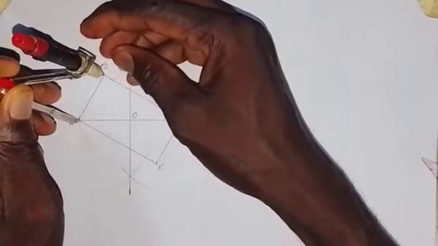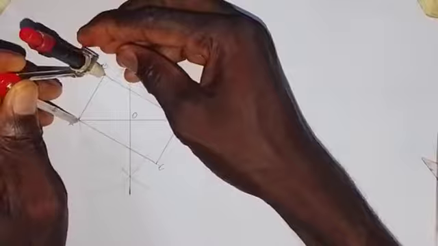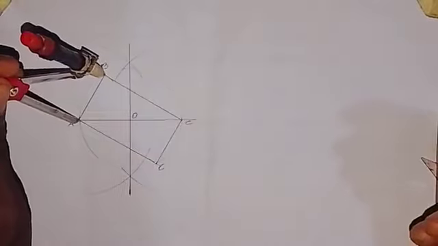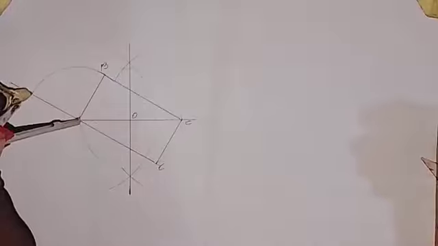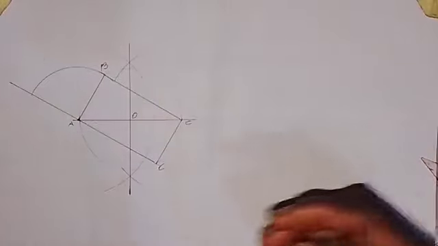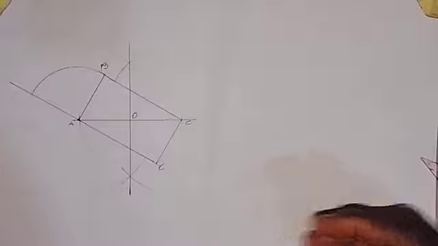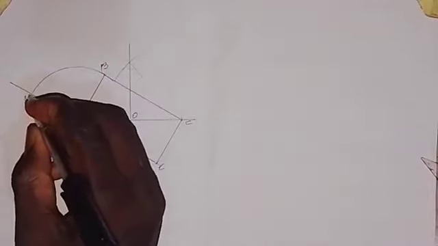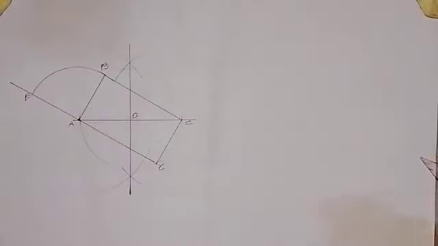Extend the pen point to B. Okay, so then from this point we are going to draw an arc. So we draw an arc, touching AC extended. This particular point, I will call it point E. So this is point E here.